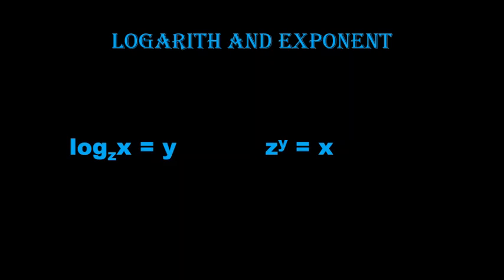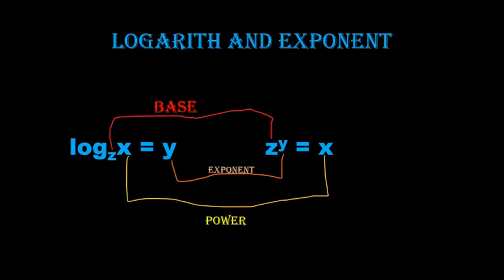Okay, so looking at the general format, we can now see the similarities. The similarities are the components involved in these equations. If you look at the logarithmic form again, you will see that the components are x, y, and z. And those are the same components that you will see in the exponential form, x, y, and z. So let's define those components. Z represents the base, y represents the exponent, and x represents the power. So that's the similarities of the logarithm and the exponent.